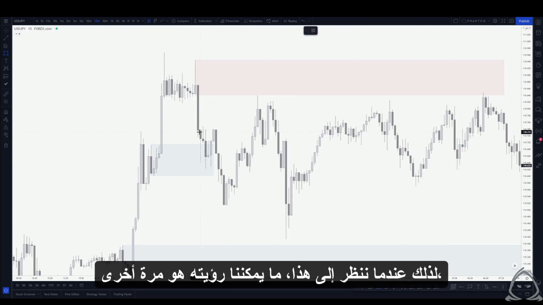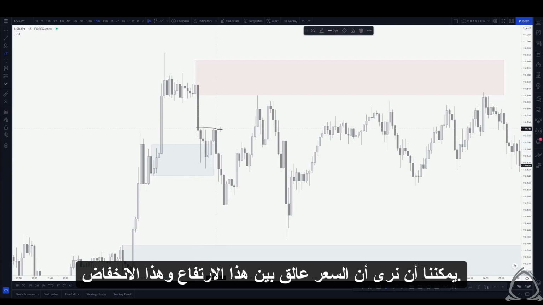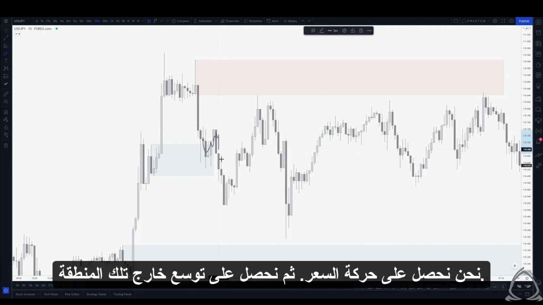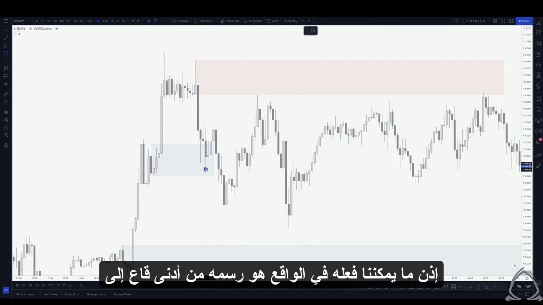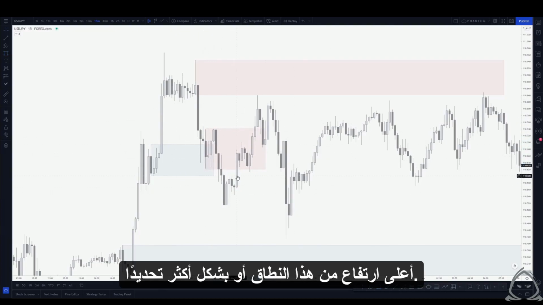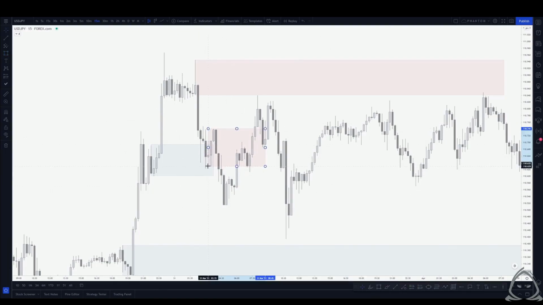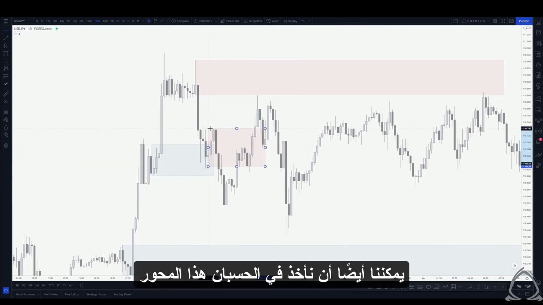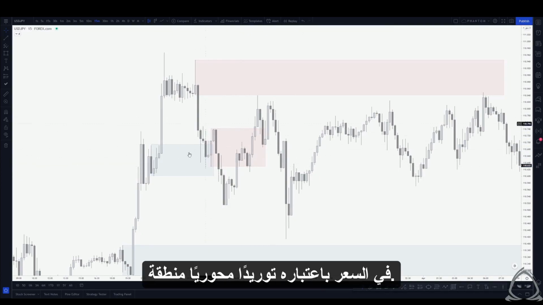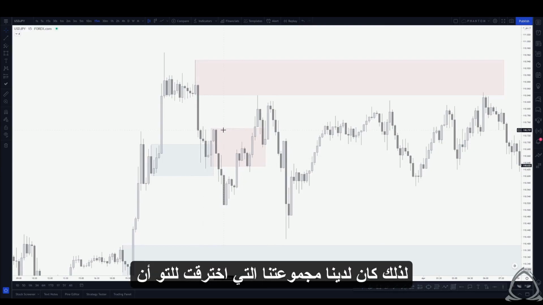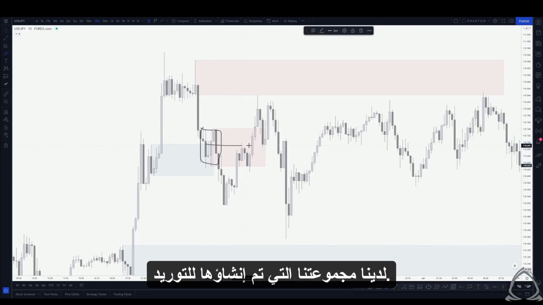So when we look at this, what we can see is, again, we have a range in price. We can see that price is caught between this high and this low. We're getting that price action, and then we get an expansion out of that zone. So what we can actually do is draw it from the lowest low to the highest high of that range, or more specifically, we could also just factor in this pivot in price as a pivot supply zone. So we had our range, just grab that.